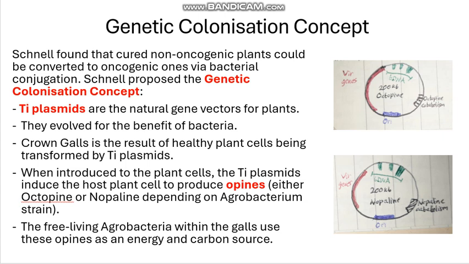So it's important to remember the two different strains of Agrobacterium are producing two different kinds of Ti plasmid to produce galls in their host plants. They're producing two different kinds of energy-rich, carbon-rich molecule that they're feeding off, called the opines, octopine or nopaline. So we'll go into how we use these Ti plasmids in genetic engineering in the next one.